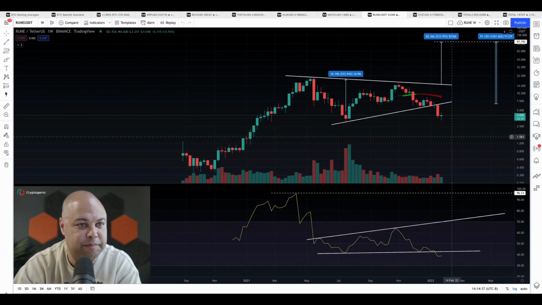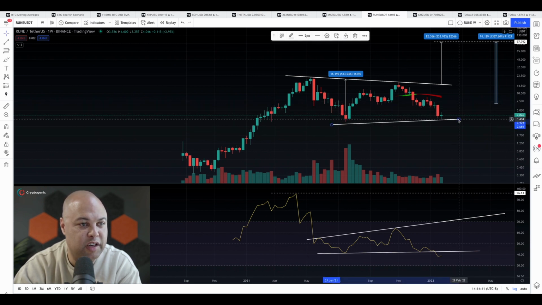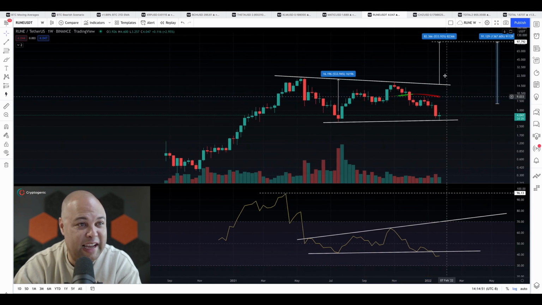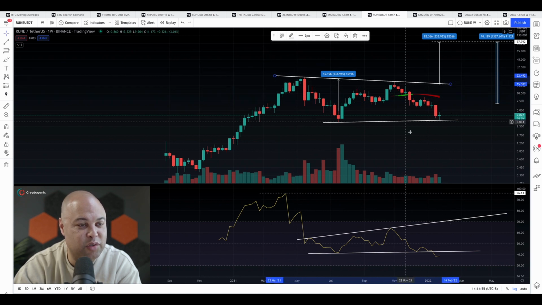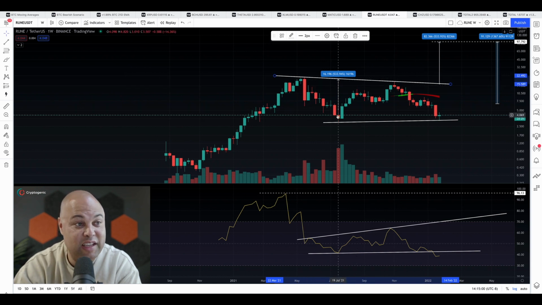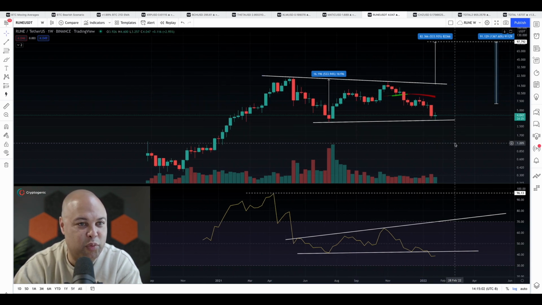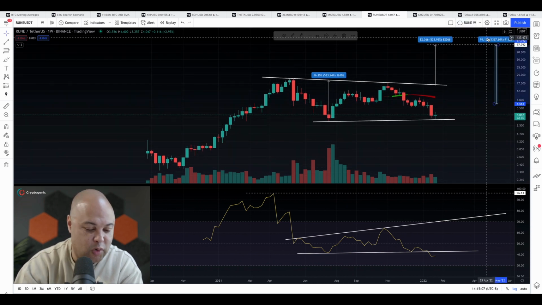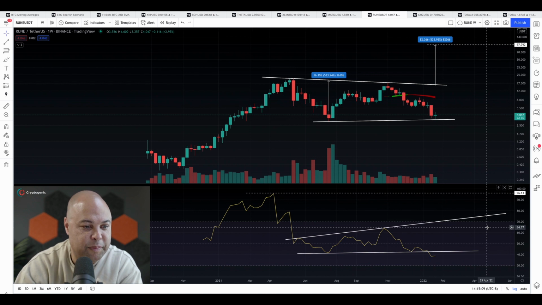Looking at RUNE, same type of deal. Let's see, do we still have a higher low here? Yep, we still got a slightly higher low here, which actually makes this more of a bull flag. Well, not quite, because we've got lower highs in the price and slightly higher lows, so it's still somewhat of a bull pennant. But we'll just have to watch this and see what we do.